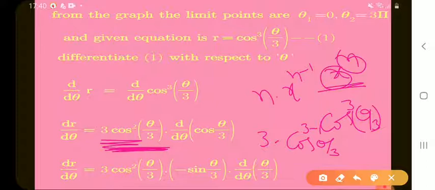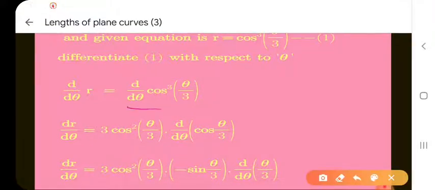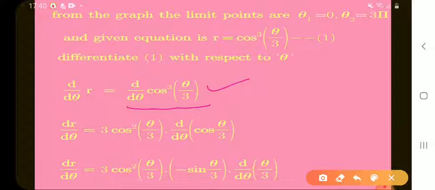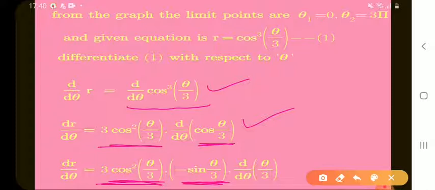Again I differentiate the x term, that means cos theta by 3. So d by d theta of cos theta by 3. The differentiation of cos cube theta by 3 is 3 into cos square theta by 3 and again differentiate cos theta by 3. What is the differentiation of cos theta by 3? Minus sin theta by 3. Again I differentiate the theta by 3 term. Here we differentiate in 3 steps: first the cube function, after that the cos function, after that the theta by 3 function.